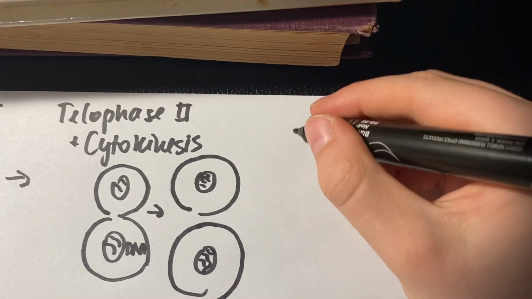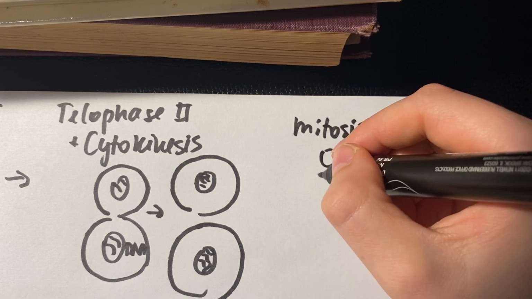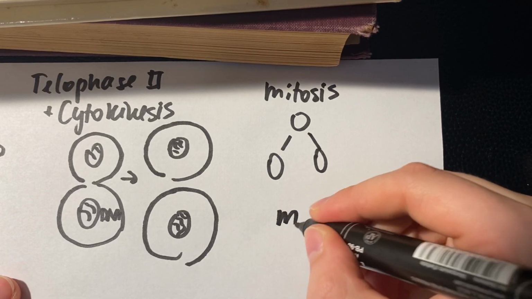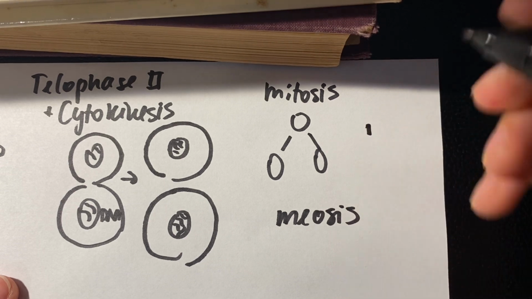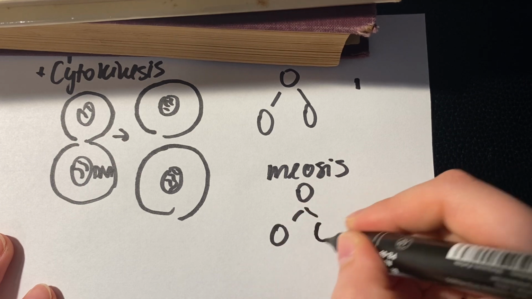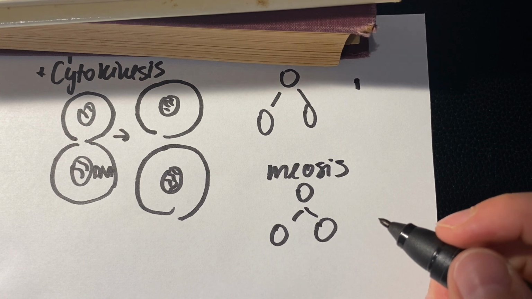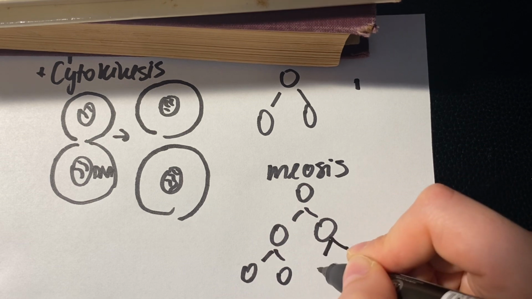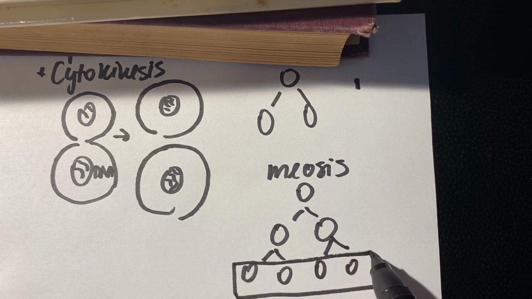So here in mitosis, we had a cell divide into two, but in meiosis, we undergo cell division twice. So we have one cell, then we divide into two cells, and then later those two cells also divide, and we end up having 4 daughter cells instead of 2.